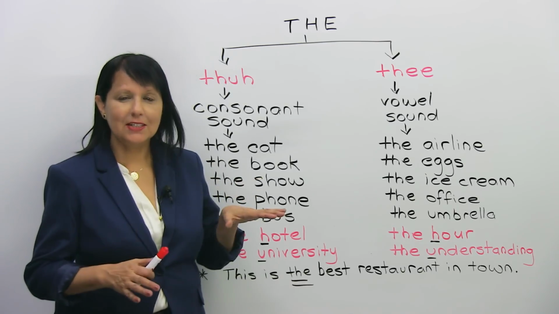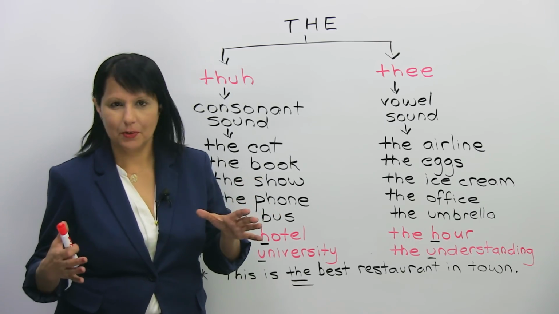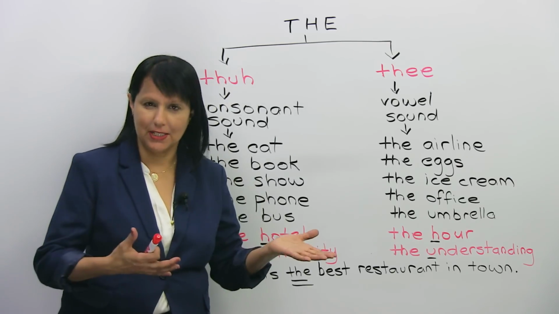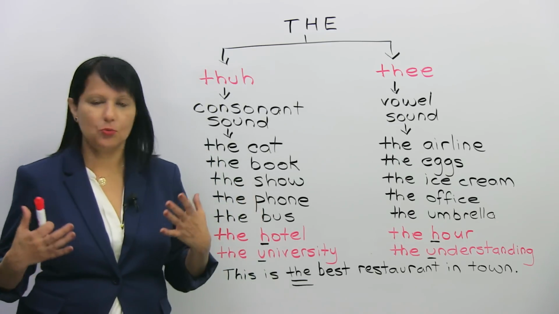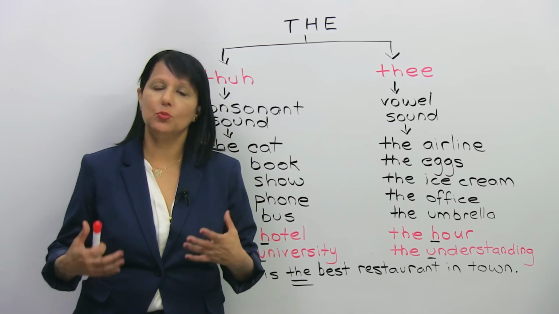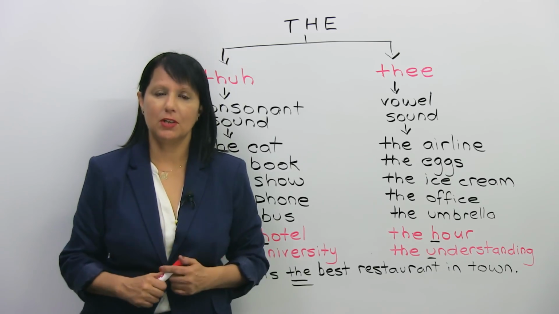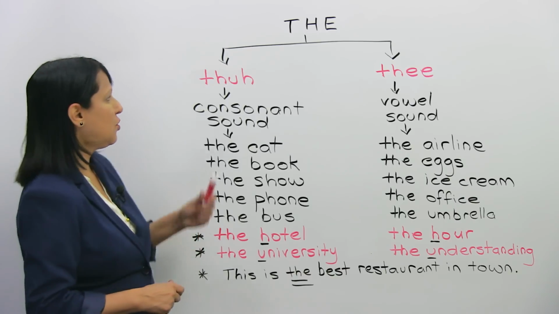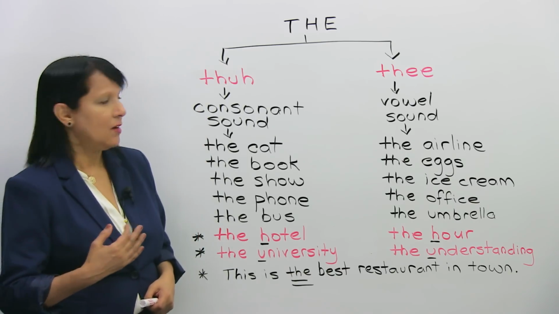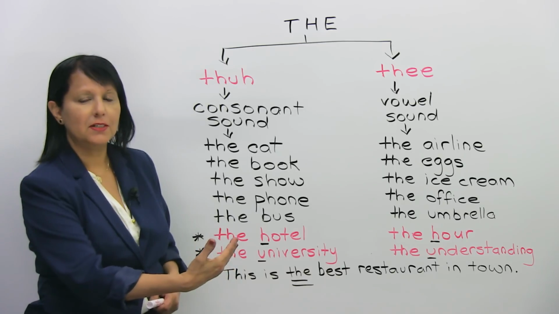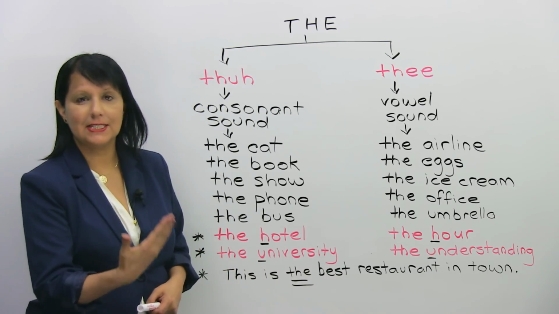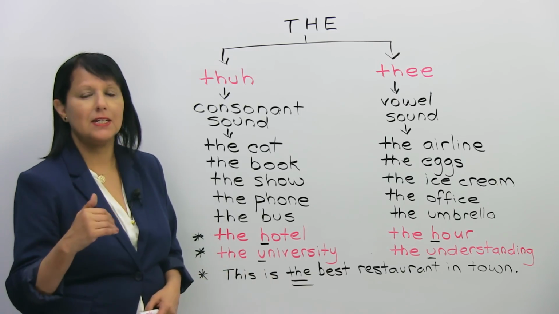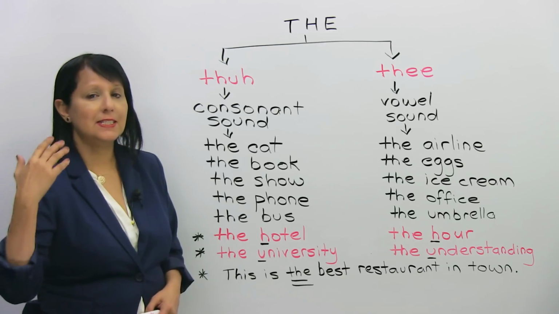Now, what I'm explaining to you is not a rule, okay? But it is a pattern. This is what native speakers do kind of naturally. They haven't been taught that, and it's not a rule, but it is a pattern which you will recognize and which you might want to adopt yourself. All right? So let's understand what's behind it. So we say thuh when the word that comes after the starts with a consonant sound. Not just with a consonant, we'll see some exceptions in a minute, but with a consonant sound.